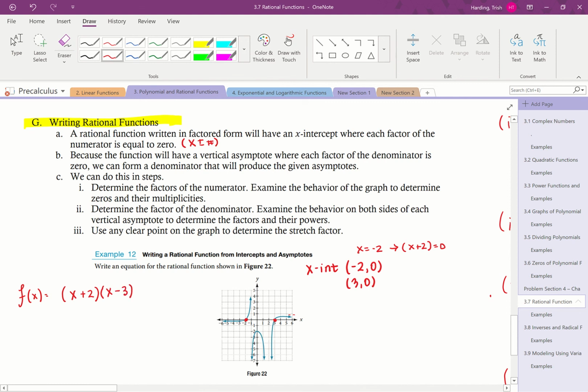So now notice that where they intersect the x-axis, they do not bounce off, they go through. So they will have an odd multiplicity. Also notice that they kind of resemble 1 over x. So I'm going to assume their multiplicity is 1.